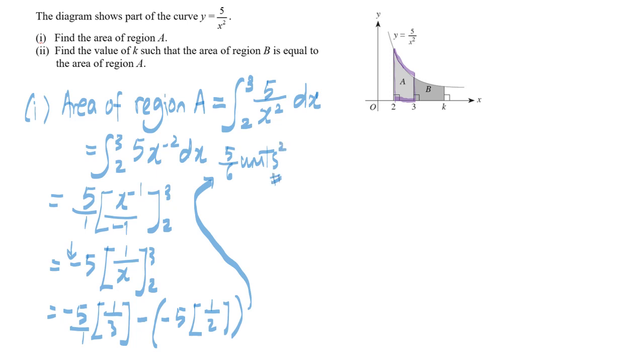Okay, so how about part 2? Right, so part 2, we are asked to find the values of k such that the area of region B is equal to the area of region A. Okay, so both these two regions have the same area. So let's check part B, how is it bounded? So it's bounded by the curve. It's bounded by the vertical line x equals 3, the vertical line x equals k, and the x-axis.